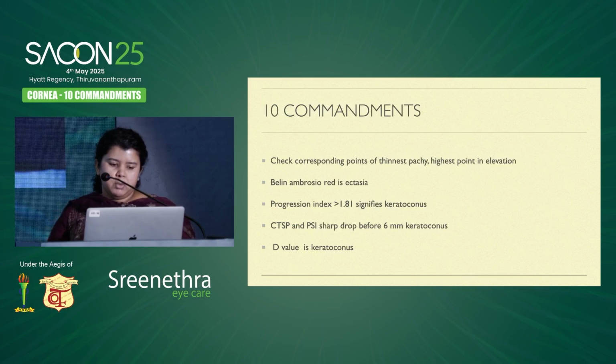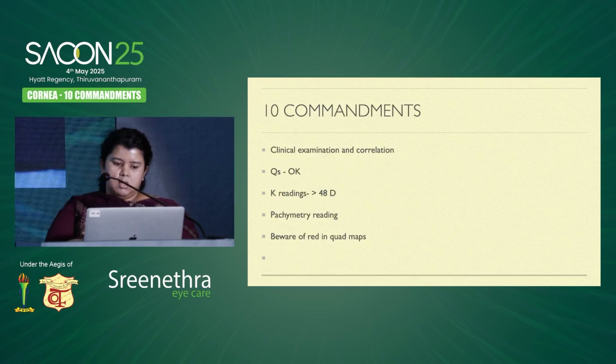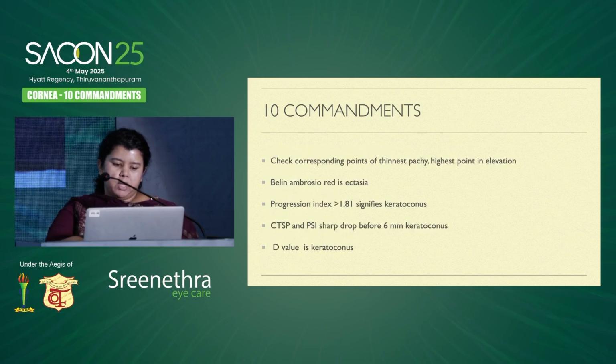So my 10 commandments would be: do a clinical examination and correlate. QS should be okay. A K reading of more than 48 is considered to be viewed with caution. Pachymetry reading should be noted. Beware of reds in the quad map. Check corresponding points in the thinnest pachy and highest point in elevation. In Belin-Ambrosio, red is ectasia. A progression index of more than 1.81 signifies keratoconus. In CTSP and PSI, a sharp drop before 6 millimeters means keratoconus, and the D value should be noted for keratoconus.